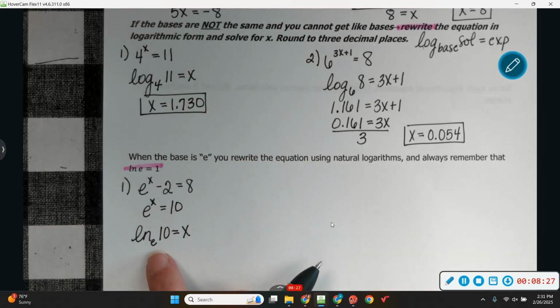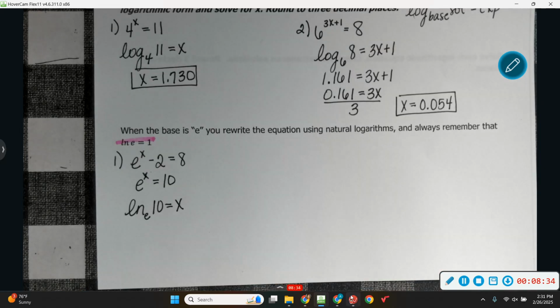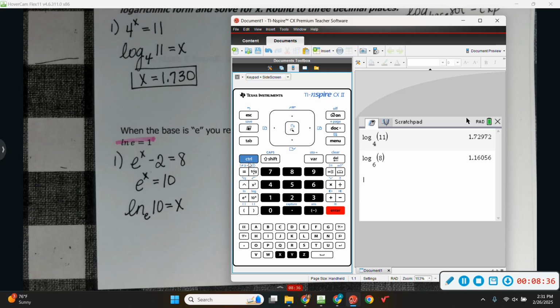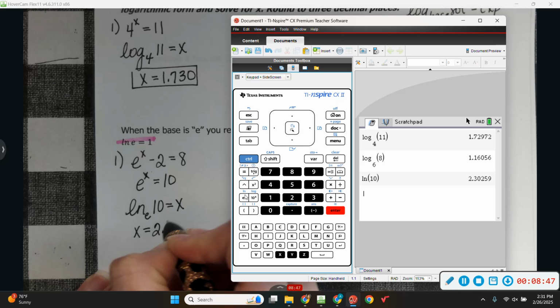Now you don't have to write that e, because anytime you see a natural log, it's understood that you're going to have a base of e. So if I use my calculator, if I look at e to the x, control, that button gives me my natural log, so I'm just finding the natural log of 10. And so x is equal to 2.303.